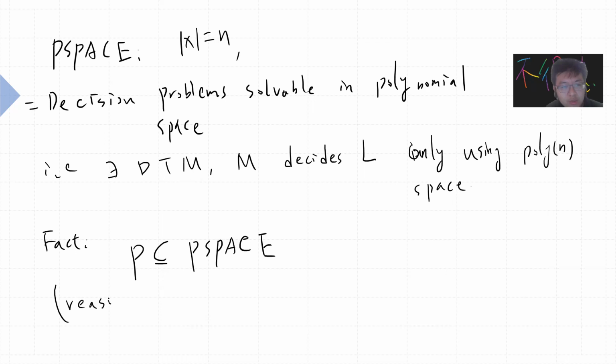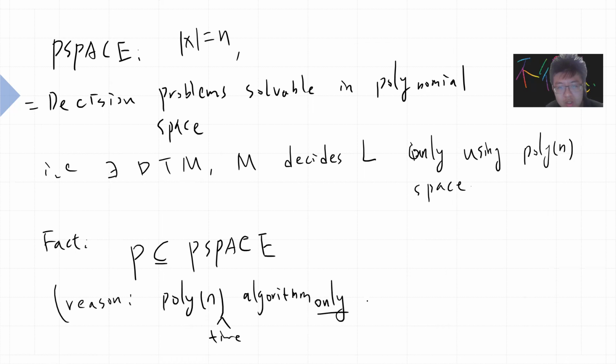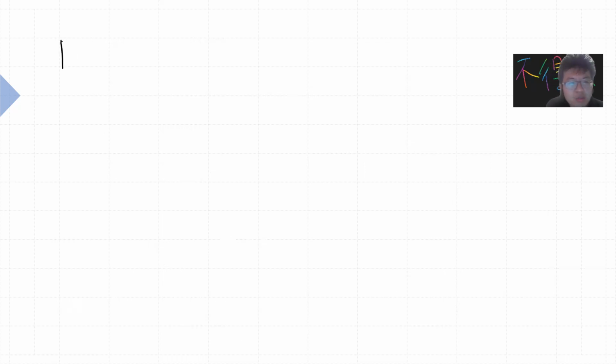The reason is very simple. Because with a polytime algorithm, you just imagine that you have a Turing machine with this tape, and the tape only takes polynomial steps, right? So a poly(n) time algorithm only uses polynomial space. This is trivial, right? Because you only spend polynomial time, so you can at most use polynomially many cells. Okay, and also trivial is that P is a subset of NP, which you can easily prove.